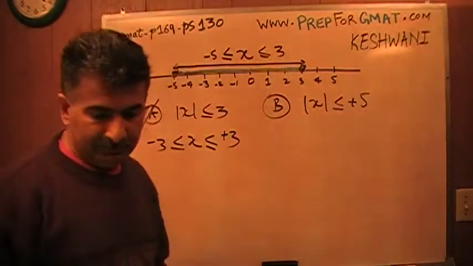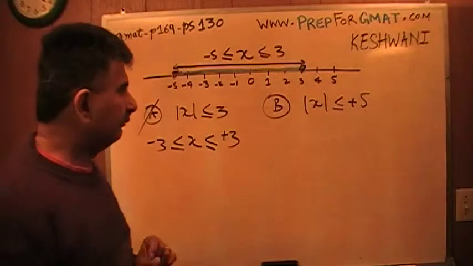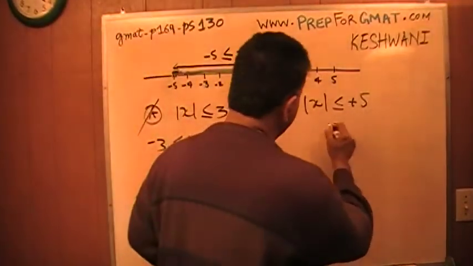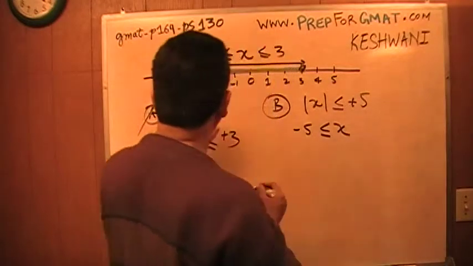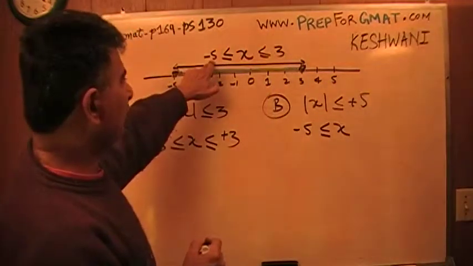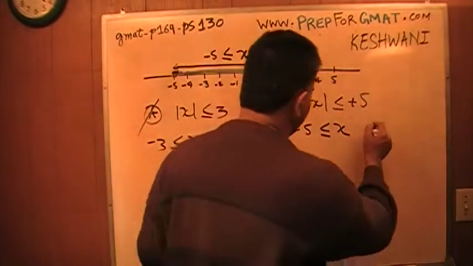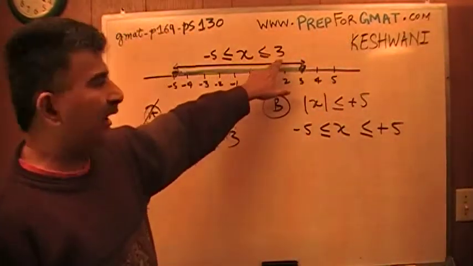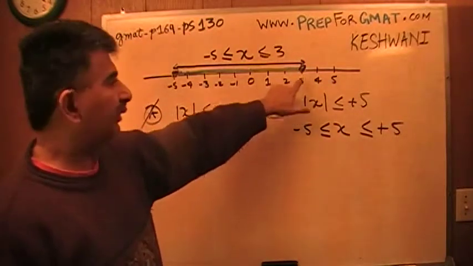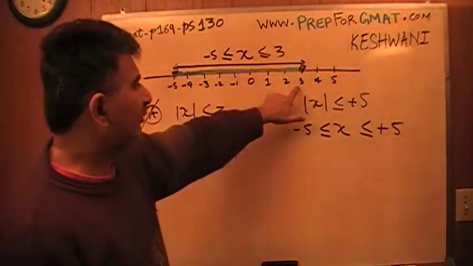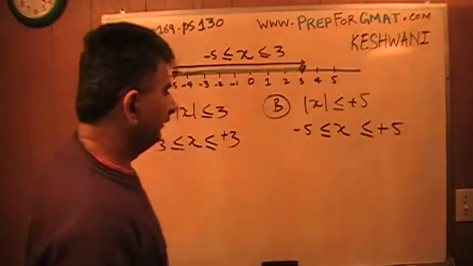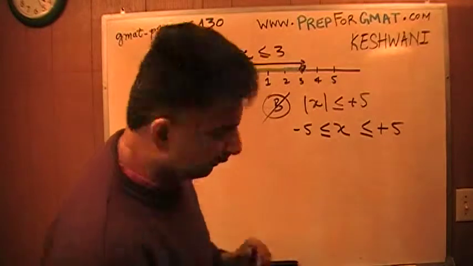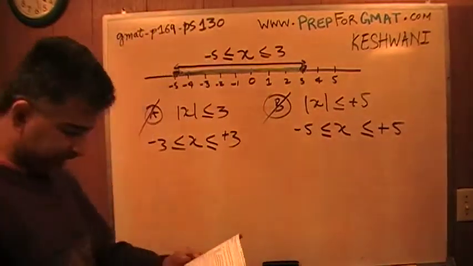With B, the problem is just the opposite. I hope you're able to see right away that this tells me that x is less than or equal to -5, which is fine here. X is allowed to go up to -5, but this also tells me that x is less than or equal to +5. +5 is not allowed. The highest that x can be is 3. On the number line that we are shown here, x cannot be more than 3. This is no good, because this allows x to be all the way up to 5. It's no good. Let's look at C.